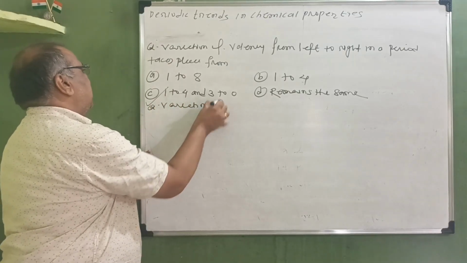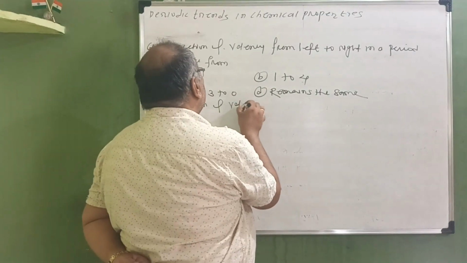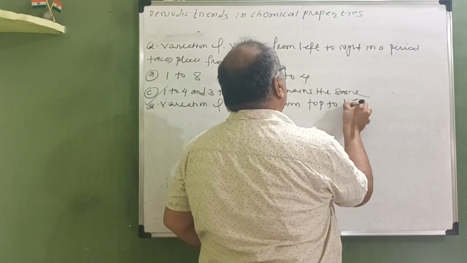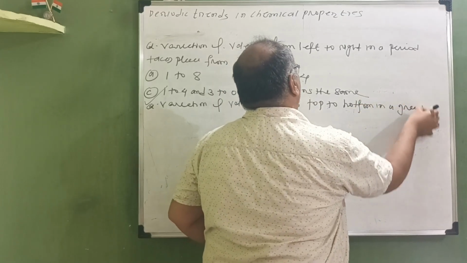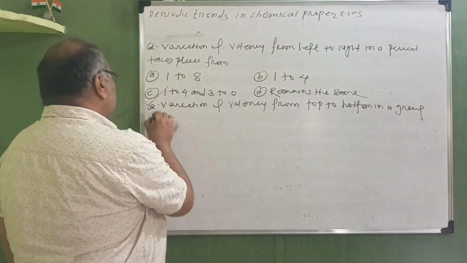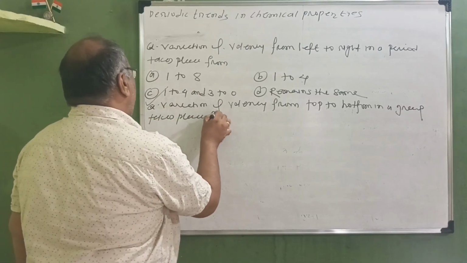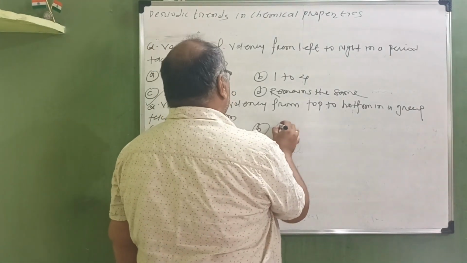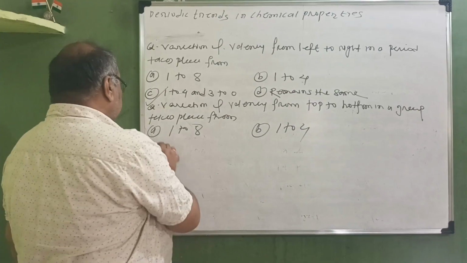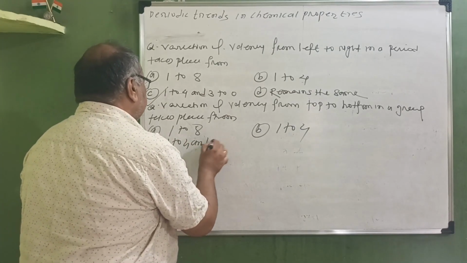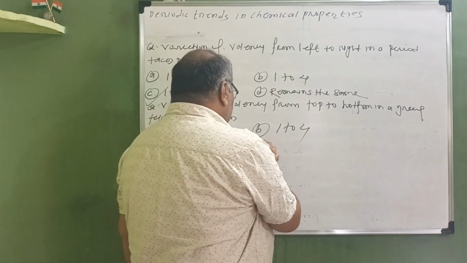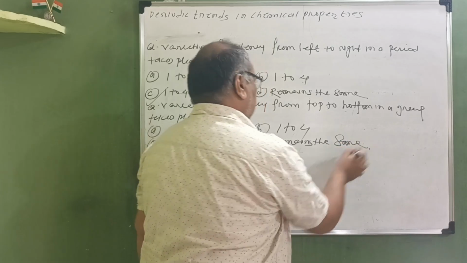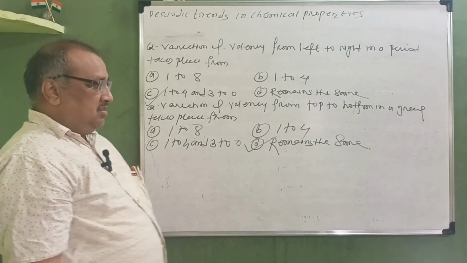Question second. Variation of valency from top to bottom in a group takes place from: number A, 1 to 8; number B, 1 to 4; number C, 1 to 4 and 3 to 0; and number D, remains the same. Here the correct answer is D.